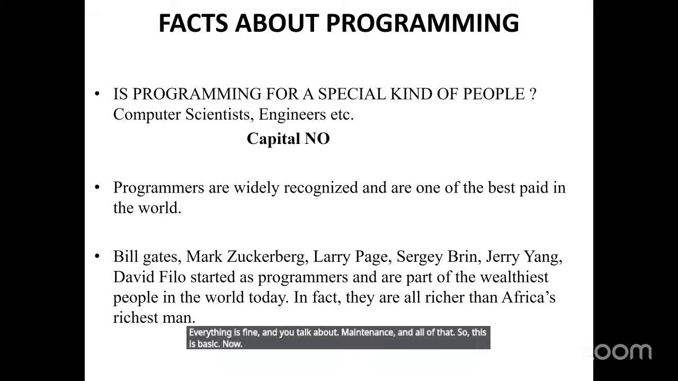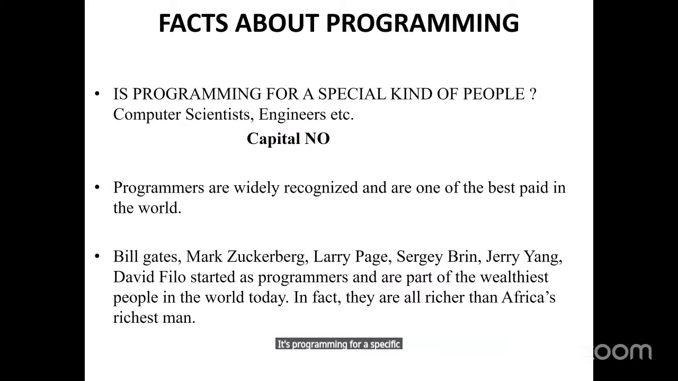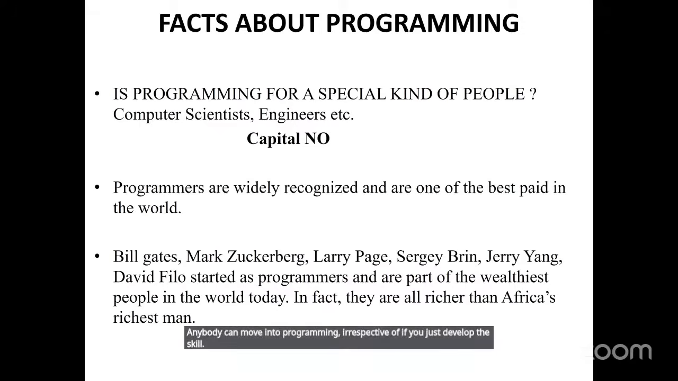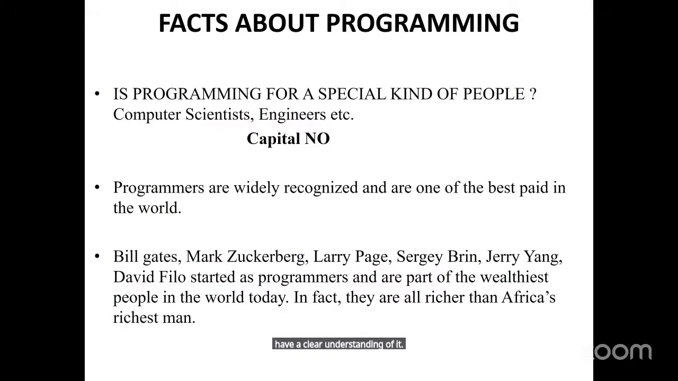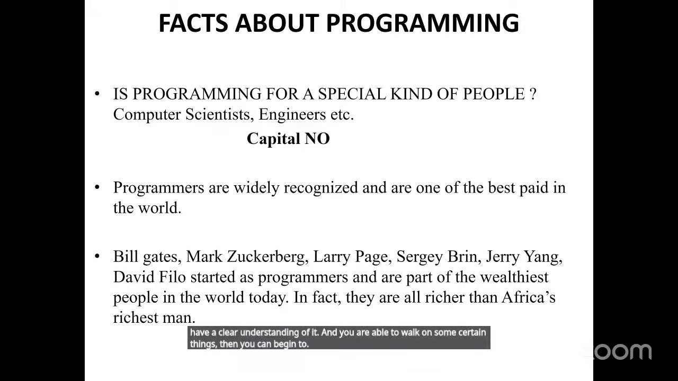Now, is programming for a specific kind of people, computer science, engineering? The answer is capital no. With the advent of AI, practically everything that is being done now has elements of computing. So you just have to know that anybody can move into programming, irrespective of background. Just develop the skill, have a clear understanding of it, and you are able to work on certain things, then you can begin to get into programming.